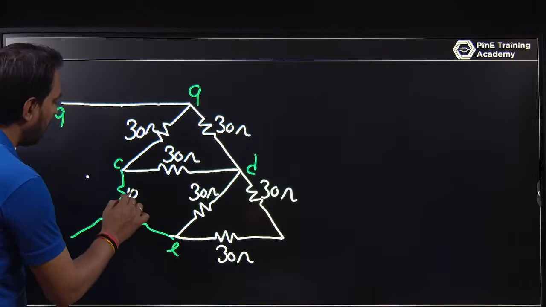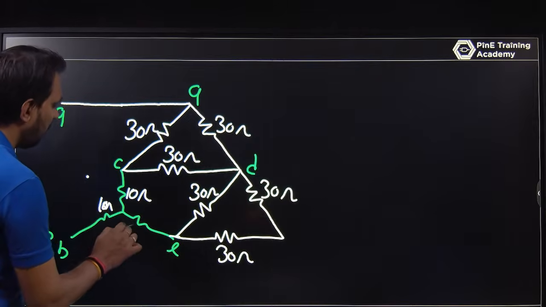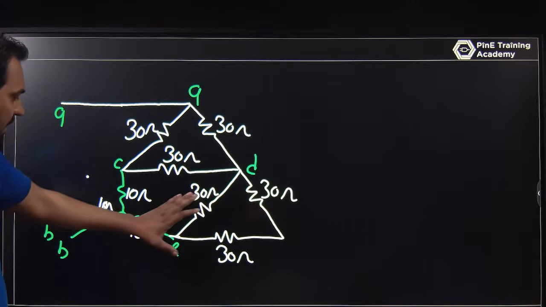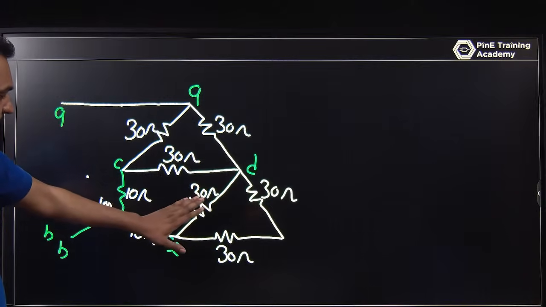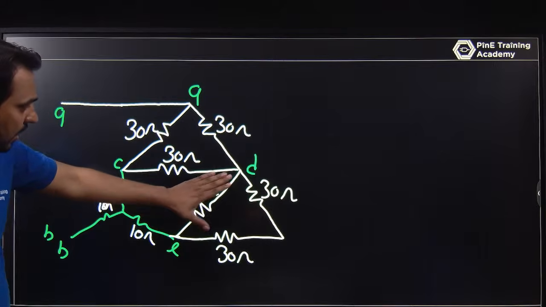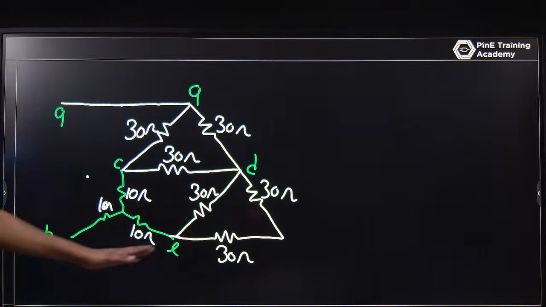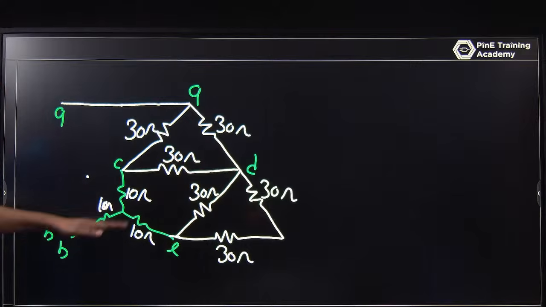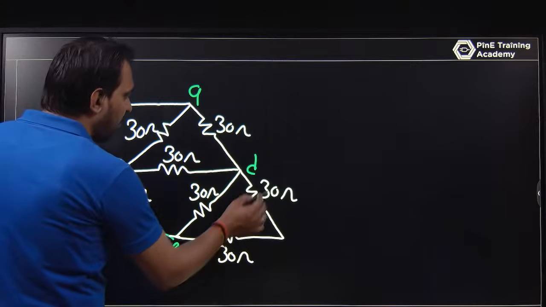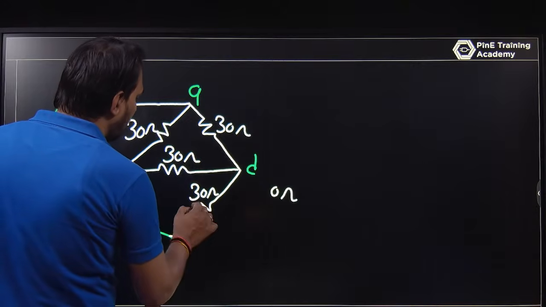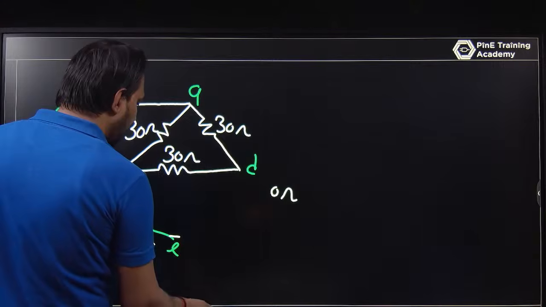So this is 10 ohm, this is 10 ohm, this is 10 ohm. Now what is happening here: this is 30, this 60 and this 30 become 20, so this will be a 20. Looking at this part, you can eliminate these values and it becomes 20 ohm.